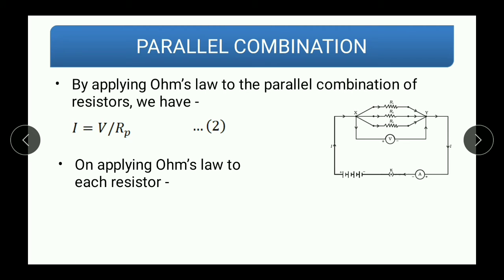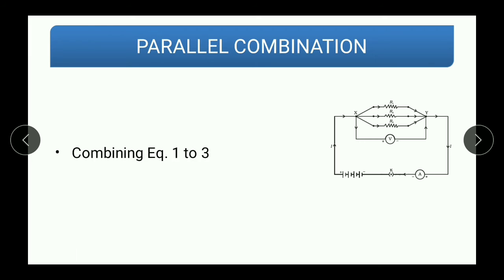Now applying Ohm's law to each resistor, we will get similar relations like this one, but here I1 will be V upon R1. I1 is what? Current flowing through resistor R1. Similarly, I2 will be equal to V upon R2 and I3 will be V upon R3. Let this be equation 3. We have to remember these relations because we are going to use them in our derivation. Let us move on to the next point.